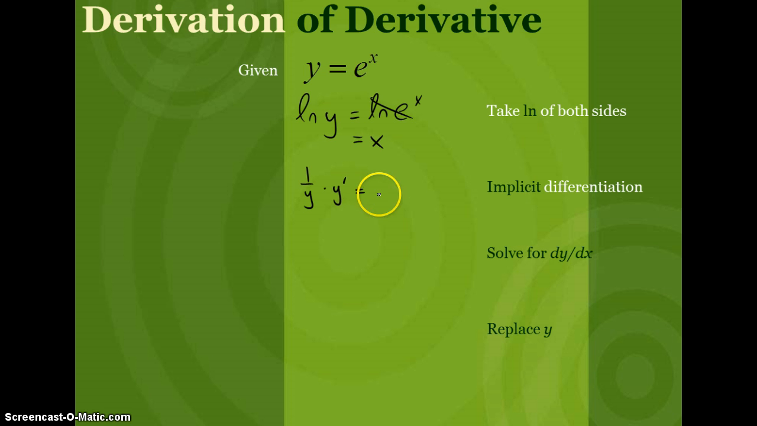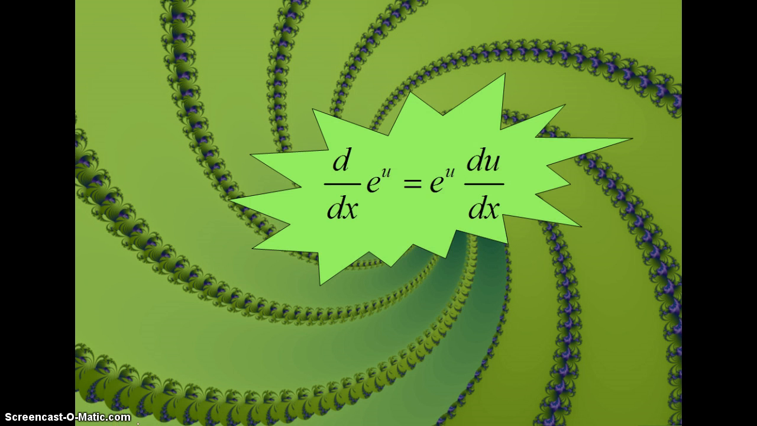The derivative of x is just 1, which means my y prime is just going to equal y, and y was e to the x. So surprise, surprise, the derivative of e to the x is e to the x. It should not be a surprise because in the last video we found out that the integral of e to the x was e to the x. So it stands to reason it works both ways.